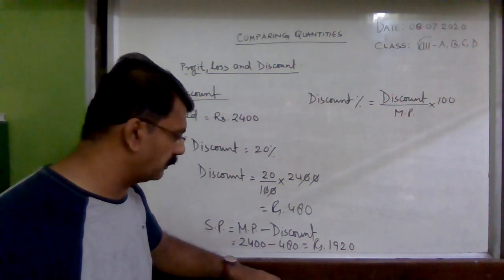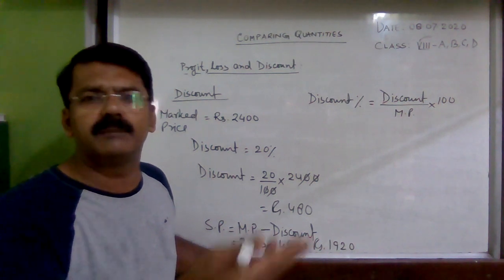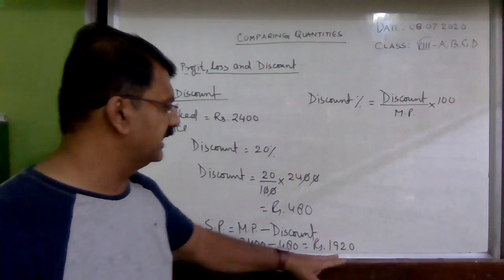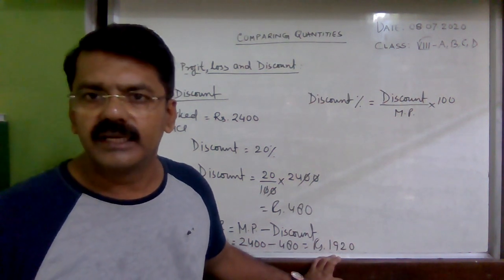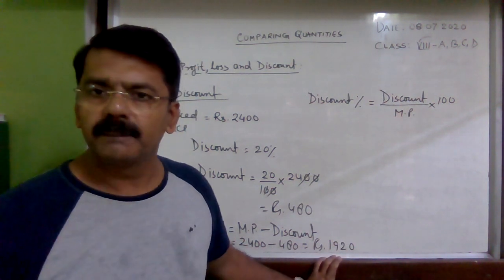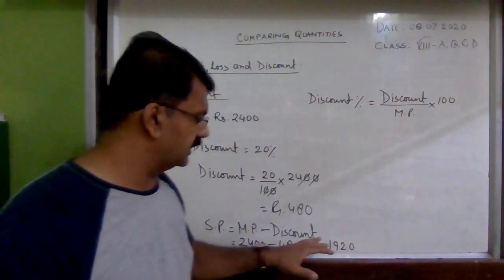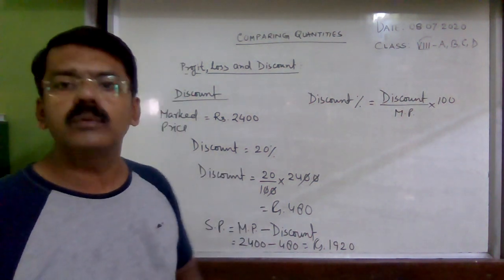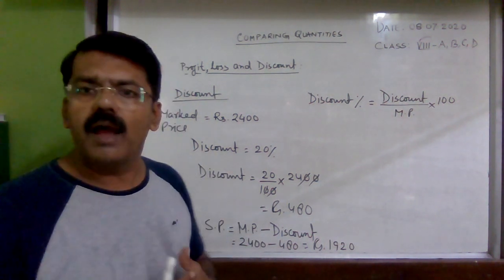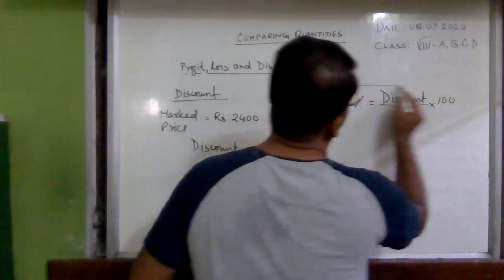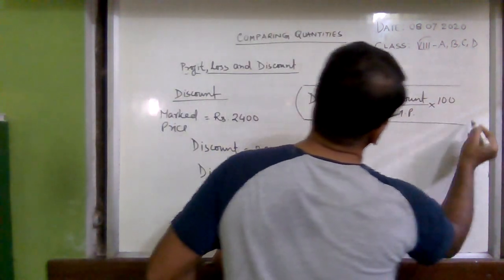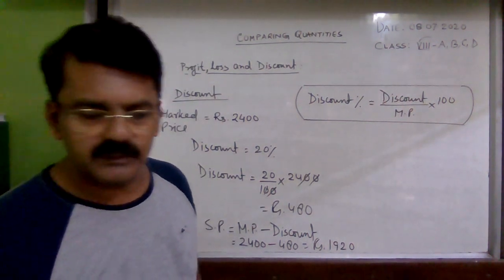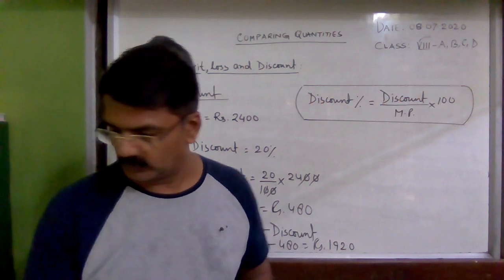That means you will pay rupees 1920 to the shopkeeper, and you can bring the pair of shoes home, and definitely the shopkeeper is still making some profit. Let the CP of that shoes actually be 1600 or say 1500, and he is selling it at 1920. So definitely he is making some profit. Clear? So this is the concept of discount. So always remember, the discount is calculated on the marked price. So this is the formula for discount percent. And now we will do some examples based on profit, loss and discount.